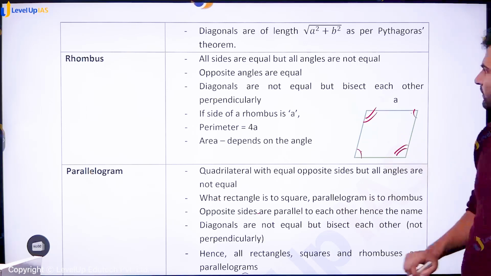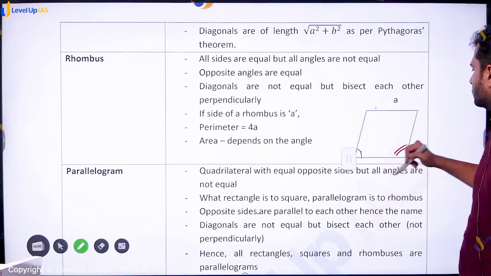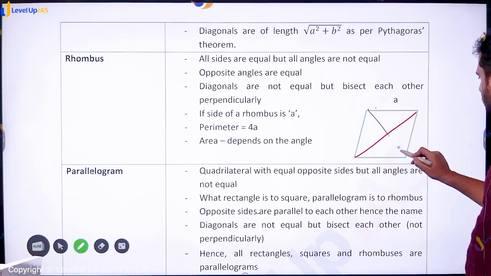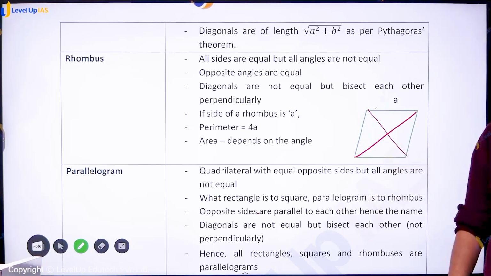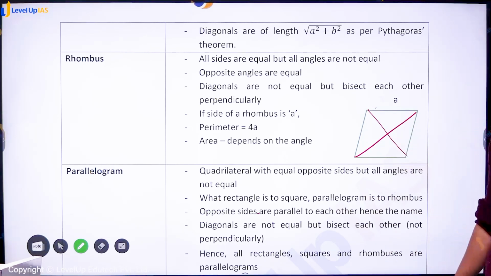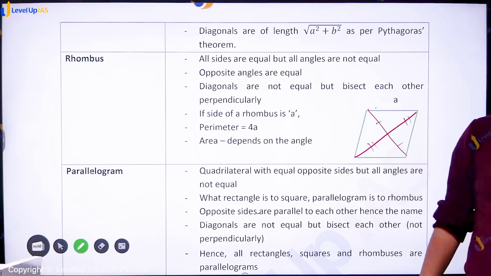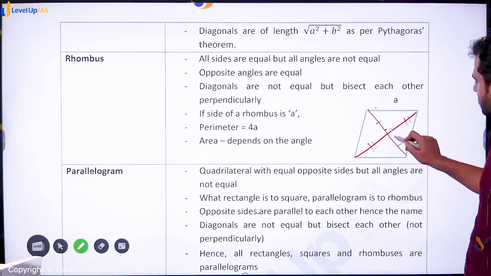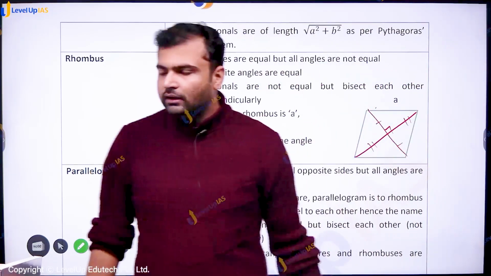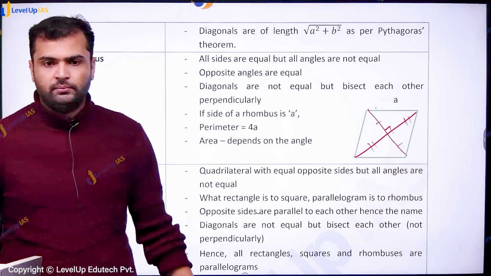Opposite angles are equal. Then what happens to diagonals? If I have such diagonals, are they bisecting each other? Yes, there is still that symmetry, no problem. Further, they do so perpendicularly. In rectangle, they were not bisecting each other perpendicularly, but in rhombus they are.